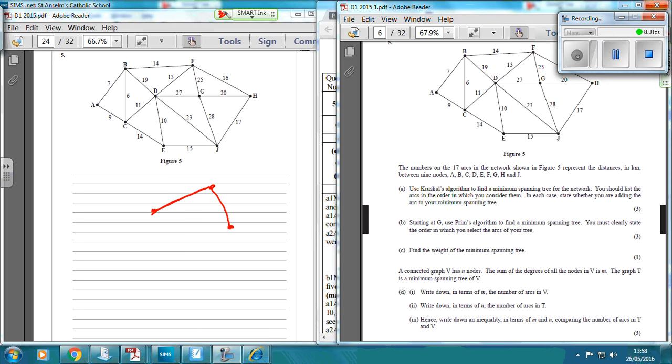So sorry, just quickly, in a connected graph everything doesn't need to be connected to everything else. Anywhere we can get from any vertex to any other vertex is what we call a connected graph. So a connected graph has n nodes. The sum of the degrees is m. The graph T is a minimum spanning tree of V, in which case let's have a couple more in here as well.